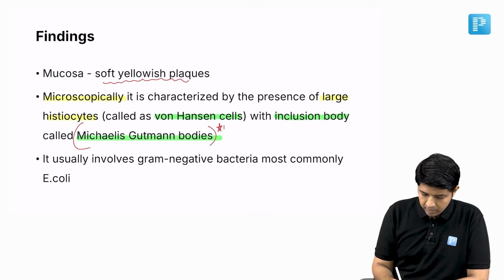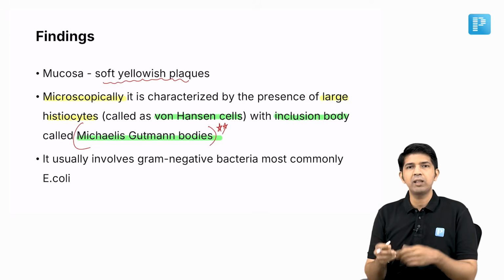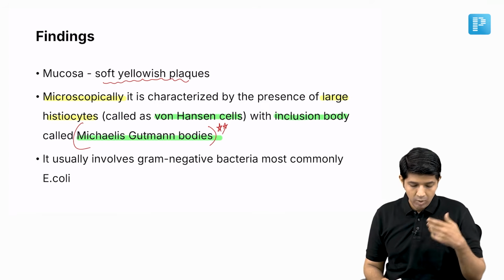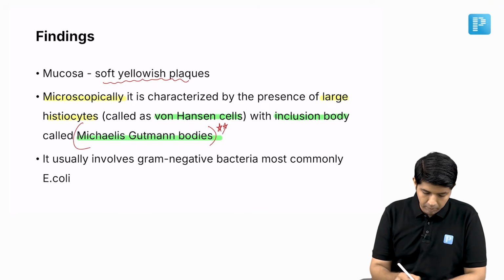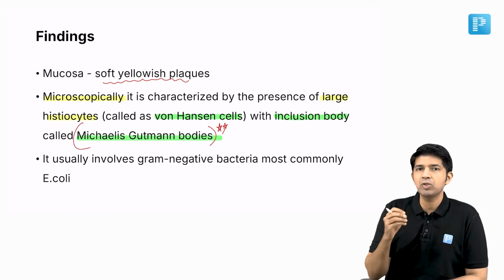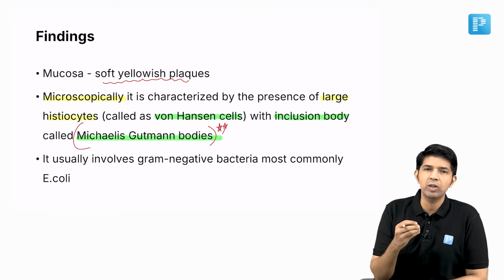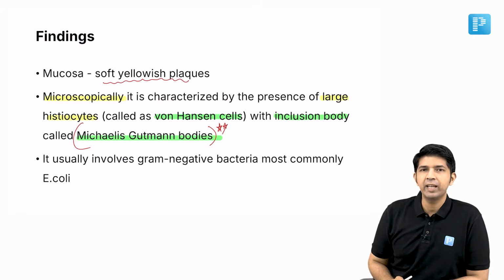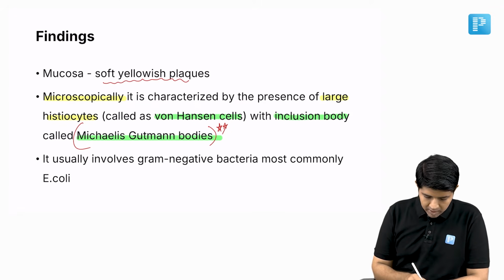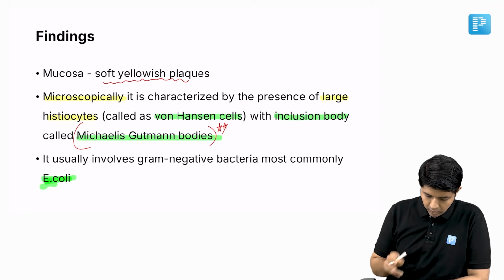Please remember, they might give you all features and say they have done a biopsy and this is what they find. What is the diagnosis? This is Malakoplakia. And the organism which is commonly involved, or the organism which keeps getting into the bladder and causing that inflammation, is E. coli. Okay, that is the E. coli.